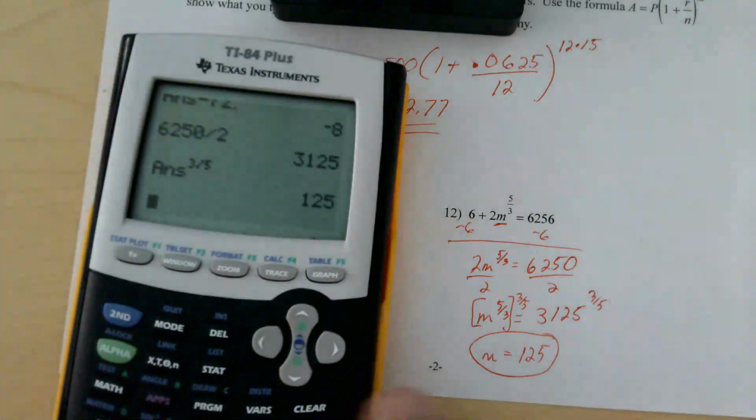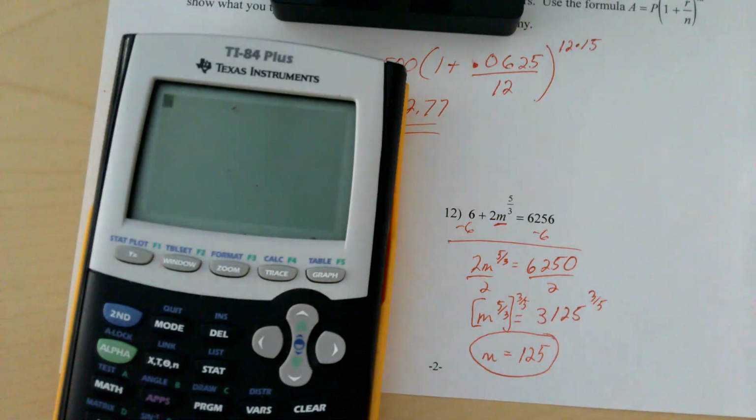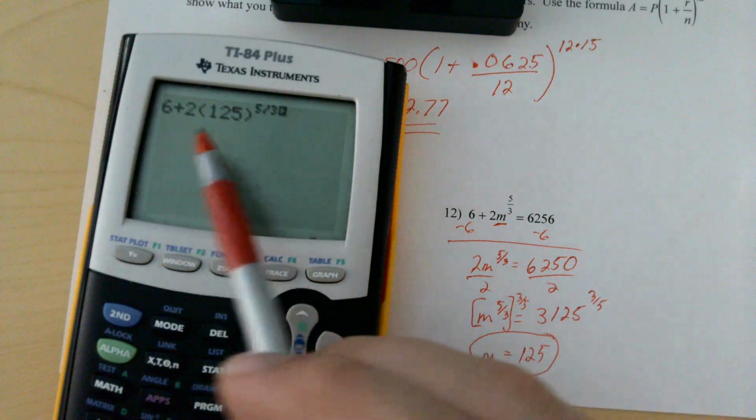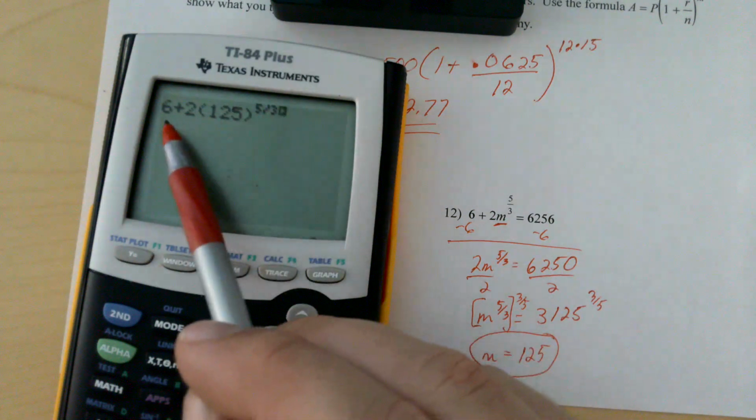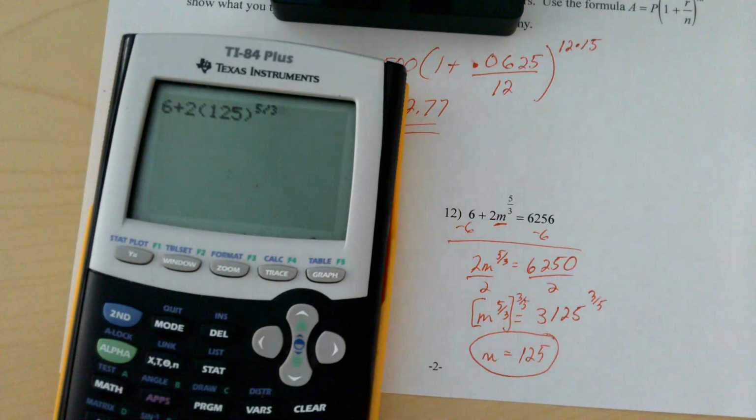And one way of quickly checking this, I can go back to the original equation and I can check to see if my answer actually works. So if I take 6 plus 2 times my answer of 125 raised to the 5/3, calculator will calculate in those PEMDAS. So it'll raise this, it'll multiply by 2, it'll add 6, and it better come out to 6,256. And it does. Okay, so that's one way of checking any equation. You can take your answer and substitute it back in to the original equation.